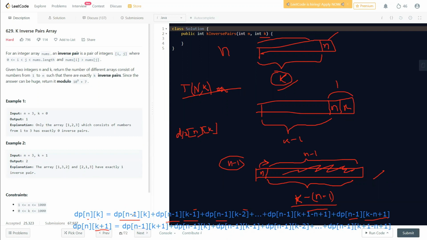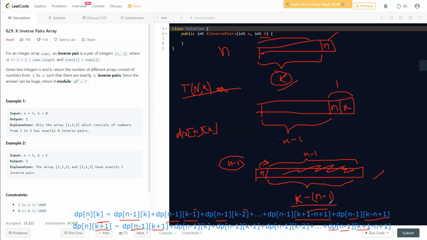So once we had dp of n minus 1, k, we'll go ahead with dp of n minus 1, k plus 1. Fine. Now in the last element, we had dp of n minus 1, k minus n plus 1. Fine. So we'll go ahead with dp of n minus 1 and further k plus 1. We did k plus 1 over here, right? So k plus 1 minus n minus 1 plus 1. So that's the formulation we are coming up to. Fine. So that's the thing we have over here.